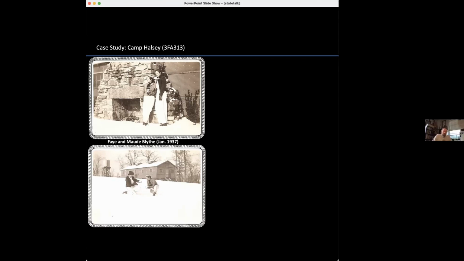But it's also been used by the family over the years as a landscape to make memories, okay? So we have these two photos here taken in 1937, between the camp's occupied time, of Fay and Maud Blythe. The Blythe family are cousins to the Halsey family. They've been living out there forever. They got roads named after them and everything, right?